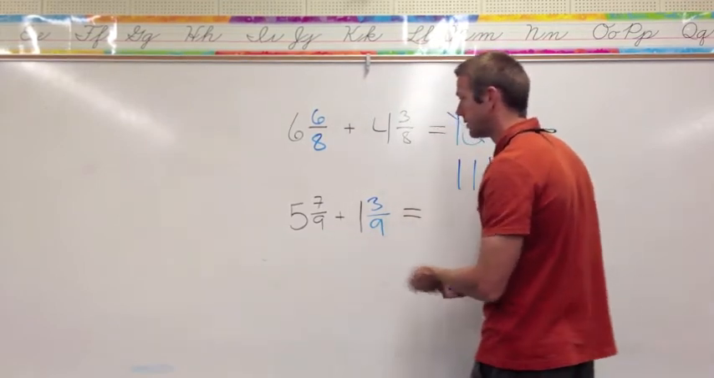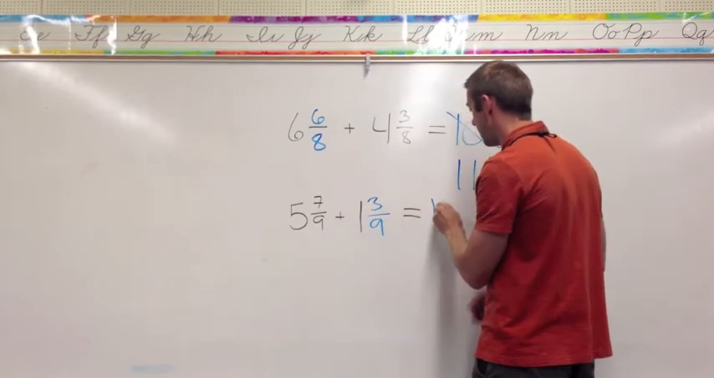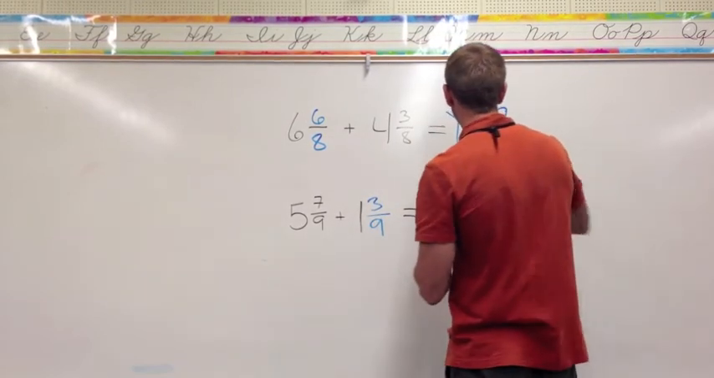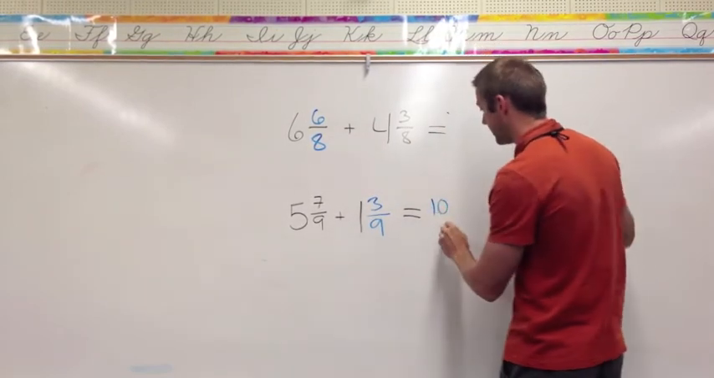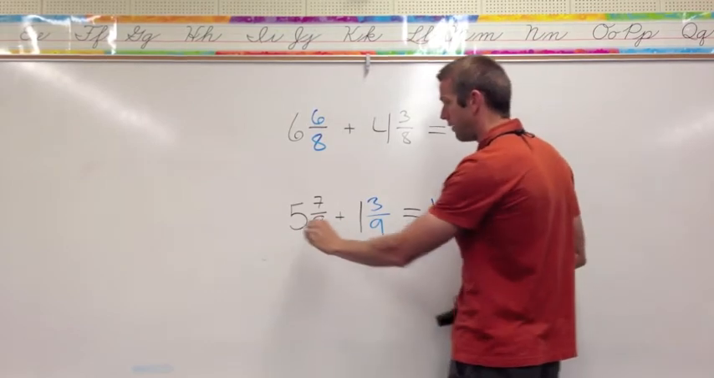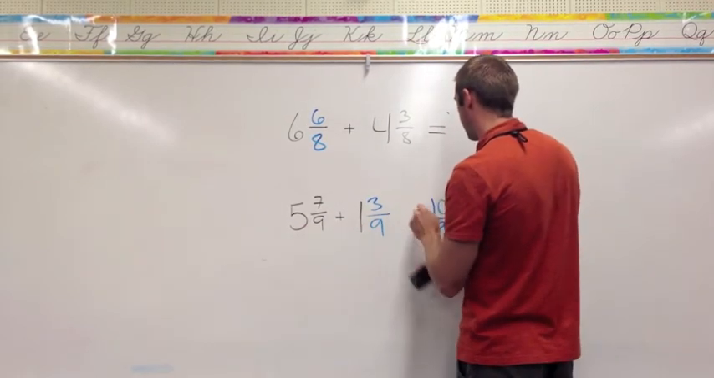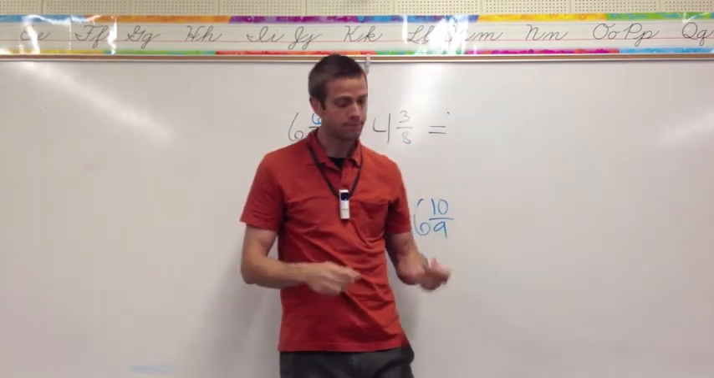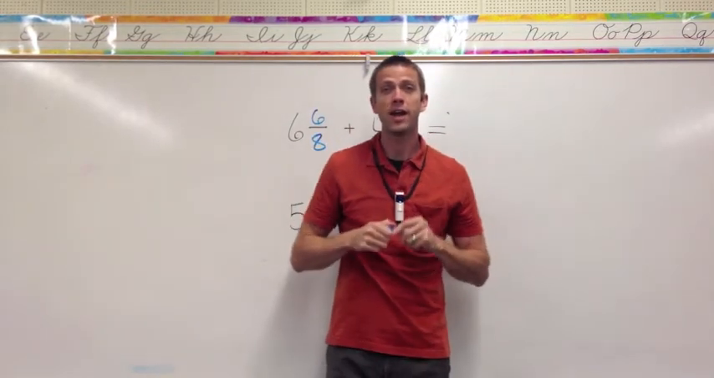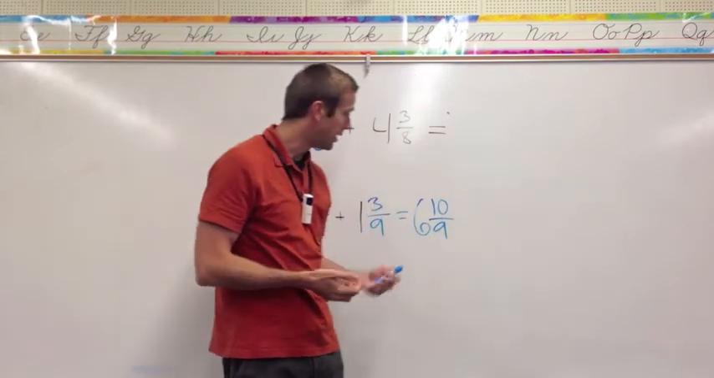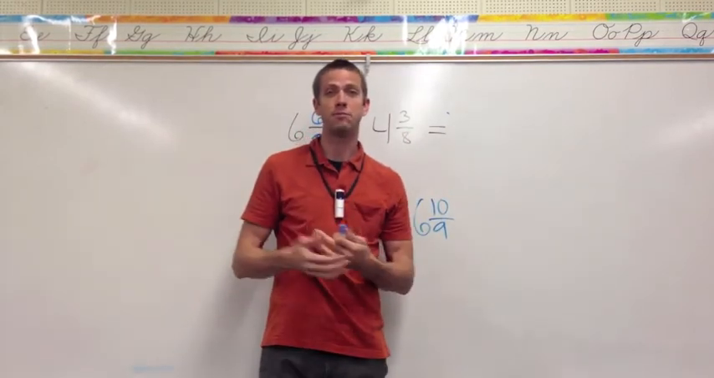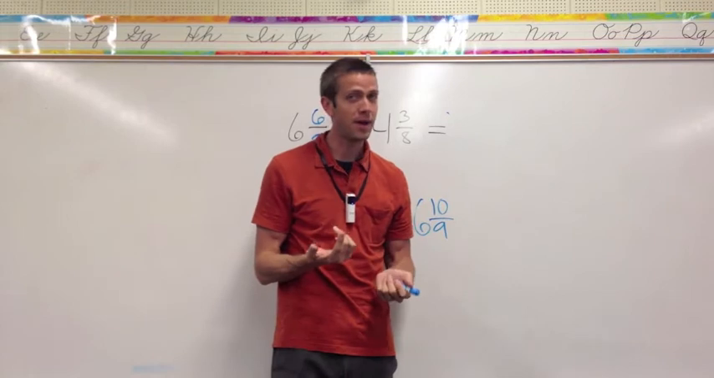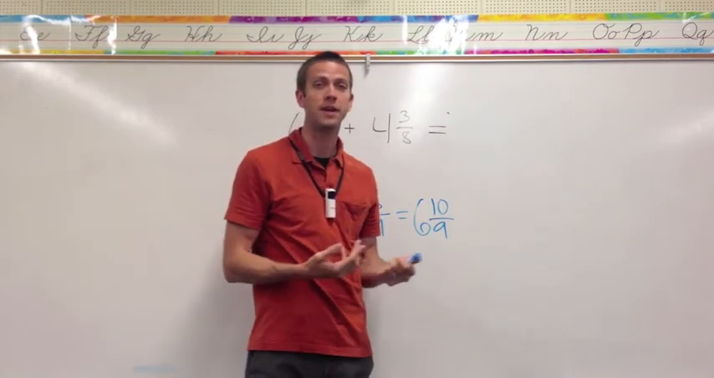So let's do this. 7 plus 3 is 10. 9 is on the bottom, so it stays the same. And 5 plus 1 is 6. So 6 and 10/9. Ran into the same issue as before, right? I have to regroup. 10/9 is much too big. It's more than a whole. Just a little bit, right? 9/9 would be a whole.